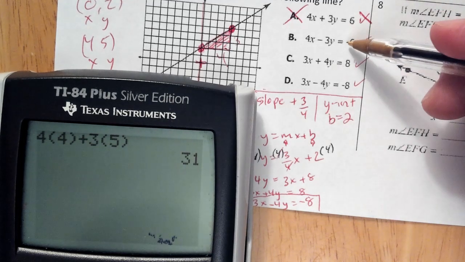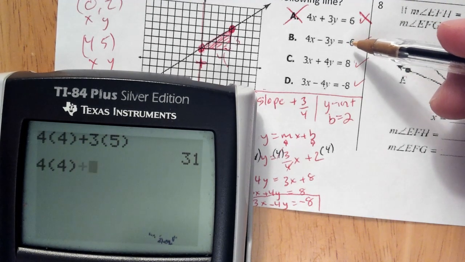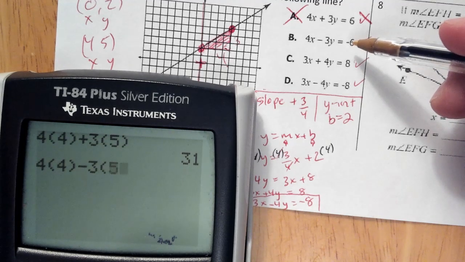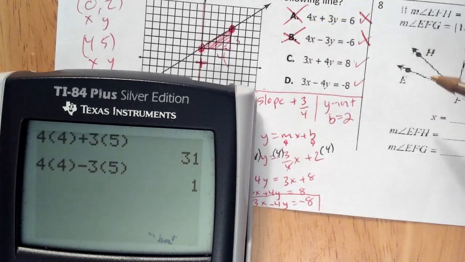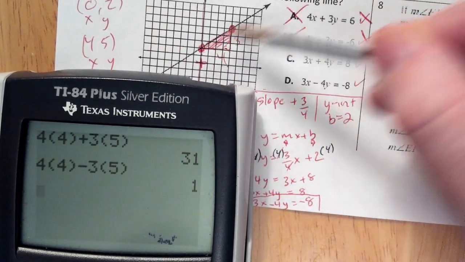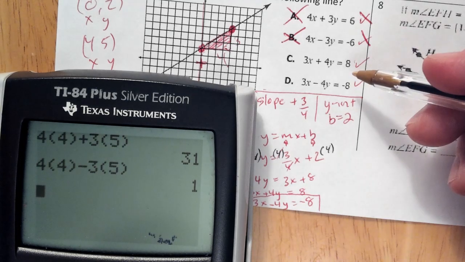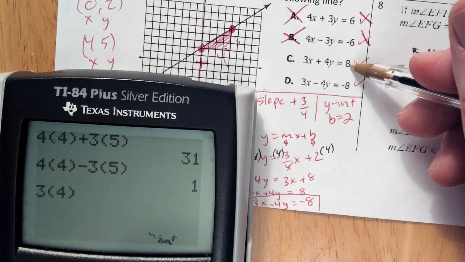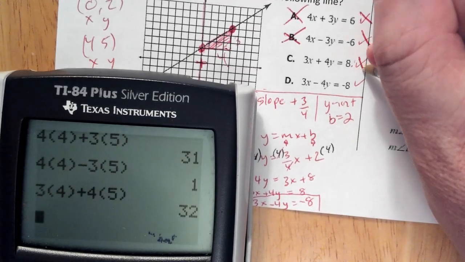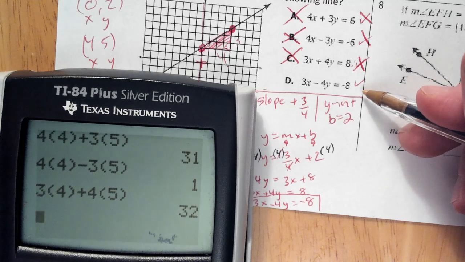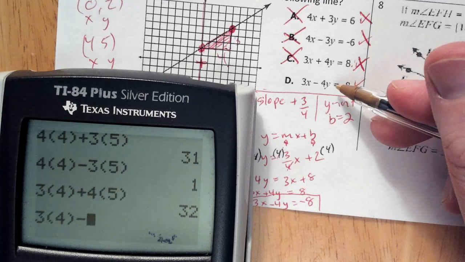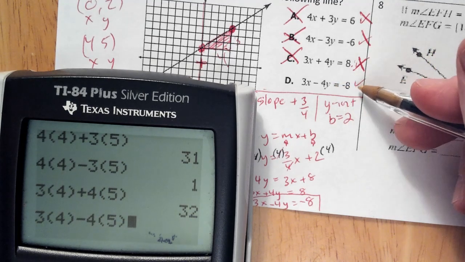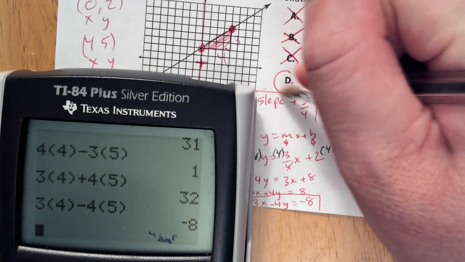All right, let's plug it in here. 4 times 4 minus 3 times 5. Does that pop out as a negative 6? Nope, it does not. So that's not the answer. So you see how I picked a different point to see which one works? All right, we have 3 times 4 plus 4 times 5. Nope, that didn't work either. So our final chance. 3 times 4 minus 4 times 5. Does that equal negative 8? That's the only one that worked.